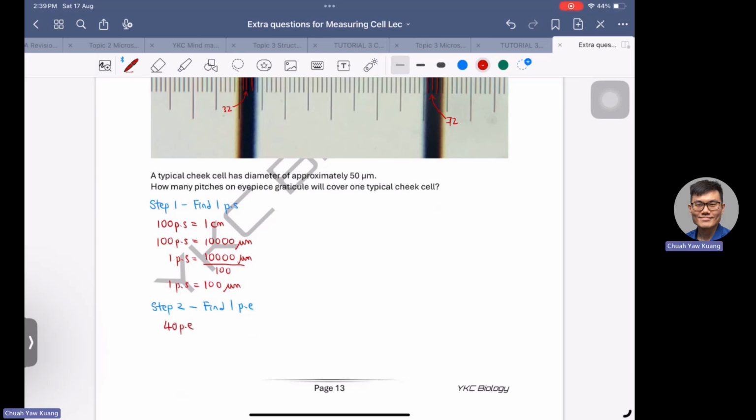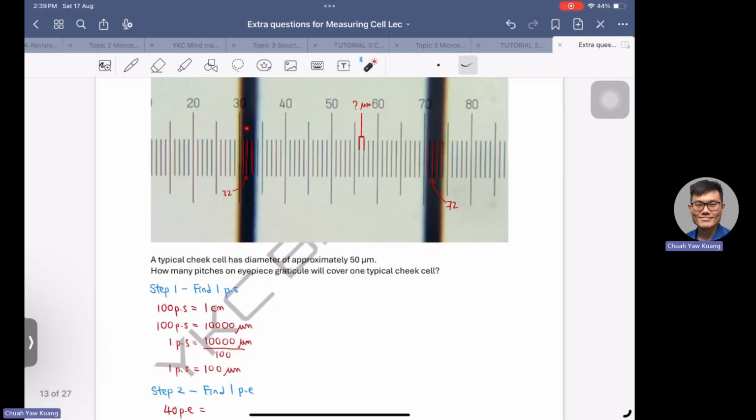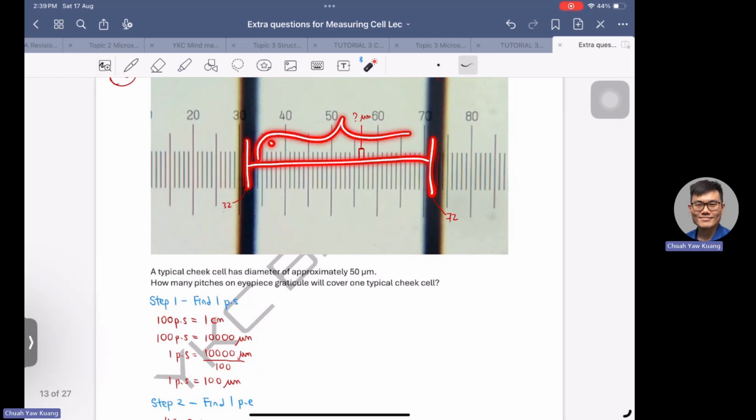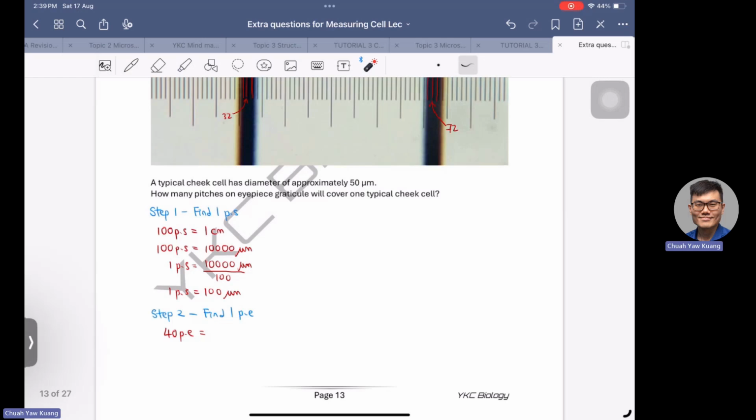of the eyepiece reticule equals to from here to here. Yeah, it equals to only one pitch of the stage micrometer. So we have calculated just now, one pitch on the stage micrometer is equals to 100 micrometer.